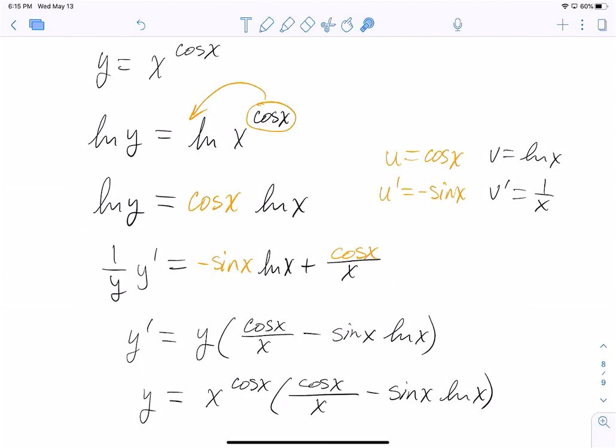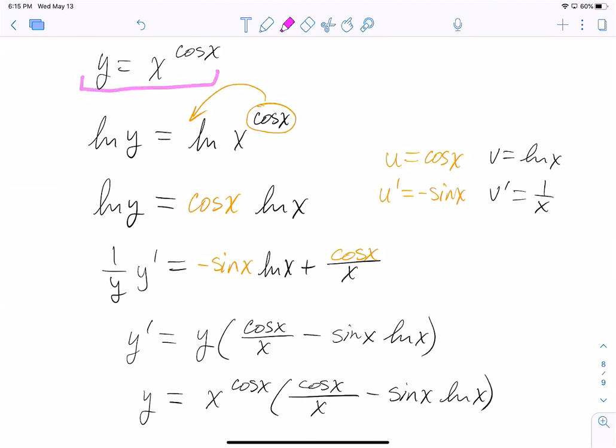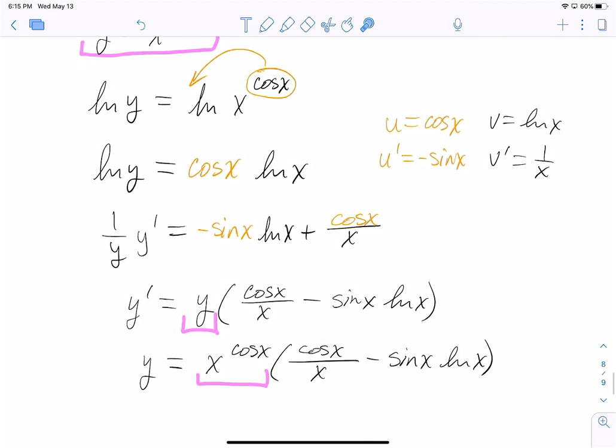y prime is then equal to y times, and I rearranged the order of the terms so I didn't have a leading negative, y times cosine of x over x minus sine of x times the natural log of x. Remembering that y started out as the expression x to the cosine of x, we get that y prime is equal to x to the cosine of x times the quantity cosine of x over x minus sine of x times the natural log of x.